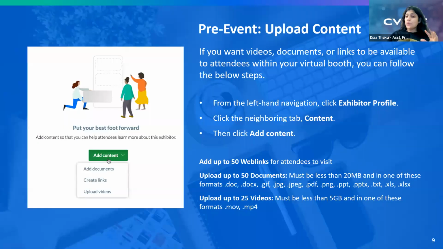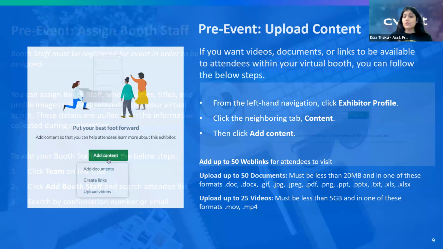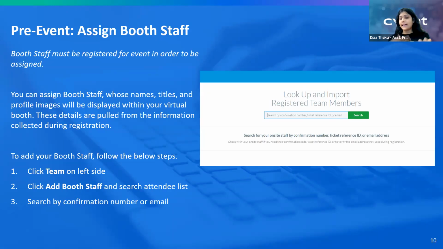Now we learned how to assign a booth staff. I told you something when we were discussing the verbiage: the major difference between an admin who manages the exhibitor profile and a booth staff is that an admin cannot be an attendee of the event. It's okay, but a booth staff should be registered for the event in order to be assigned.